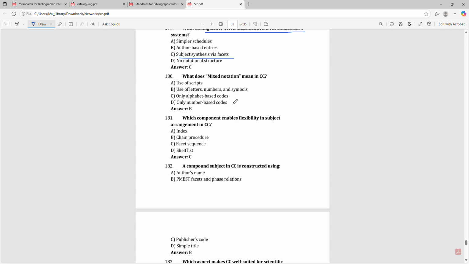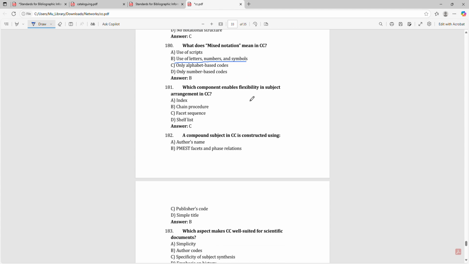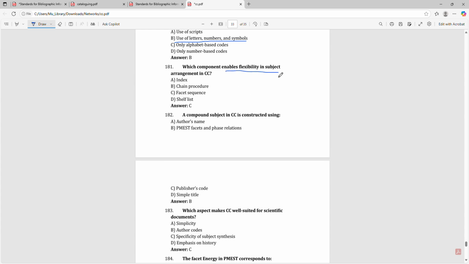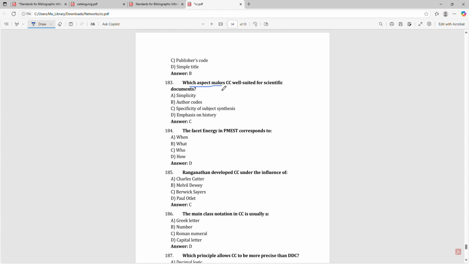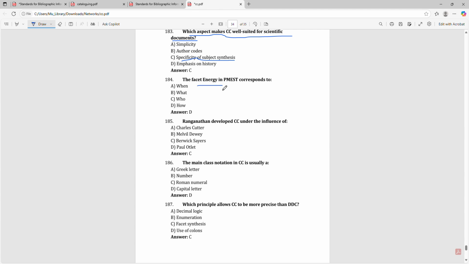What does mixed notation mean in CC? Use of letters, numbers and symbols. Which component enables flexibility in subject arrangement in CC? That is facet sequence. A compound subject in CC is constructed using PMEST facets and phase relations. Which aspect makes CC well suited for scientific documents? Specifically, subject synthesis. The facet energy in PMEST corresponds to how Ranganathan developed CC under the influence of the Berwick Sayers.